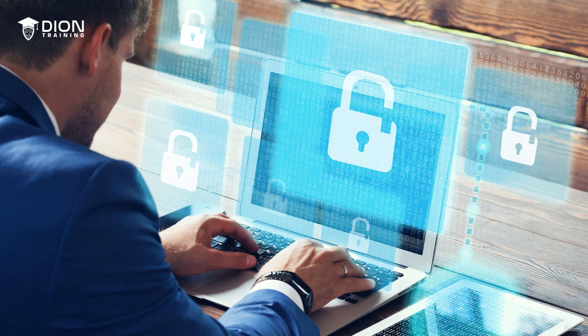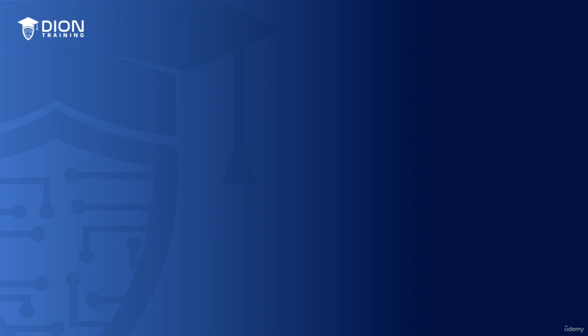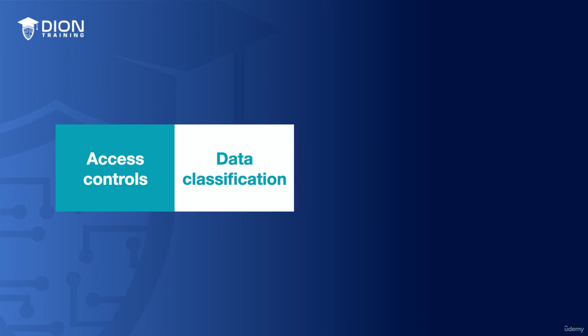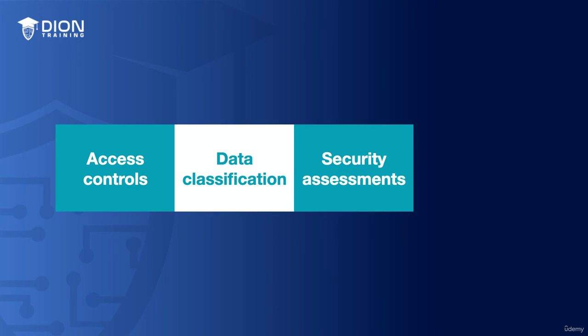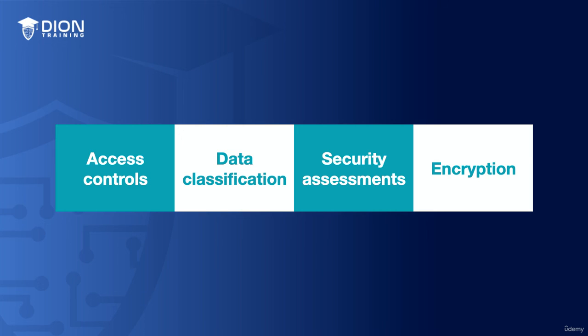So remember, data security is a critical aspect of information technology, and it encompasses a range of measures to protect data from unauthorized access, use, and disclosure. There are several tools and techniques that can be used to ensure data security, including access control, data classification, security assessments, and encryption. By implementing a comprehensive data security program, organizations can reduce the risk of data breaches and protect their data from various threats.